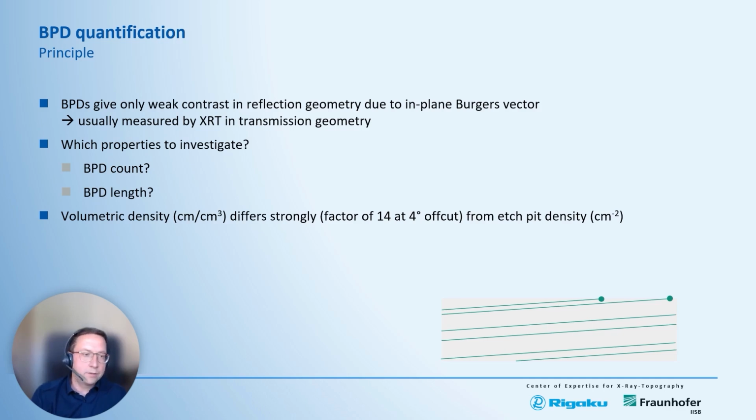But the question is which kind of properties we need to investigate. We can simply count the BPDs, or the penetration points, or we have to count the BPD lengths. What is clear from literature is that the volumetric density in centimeter per cubic centimeter differs strongly, by a factor of 14, from the classical etch pit density.